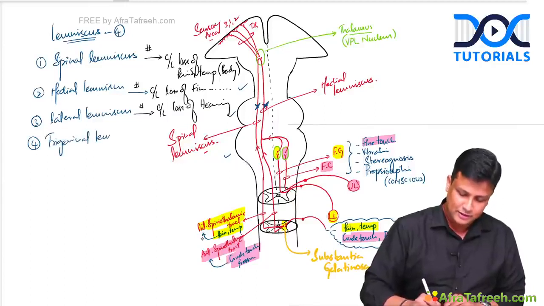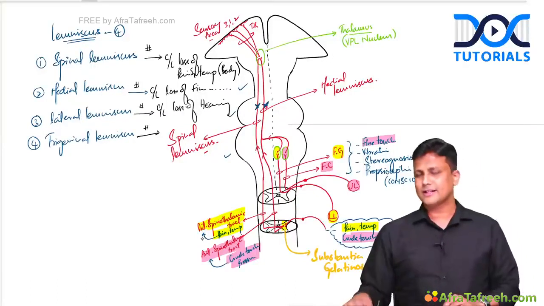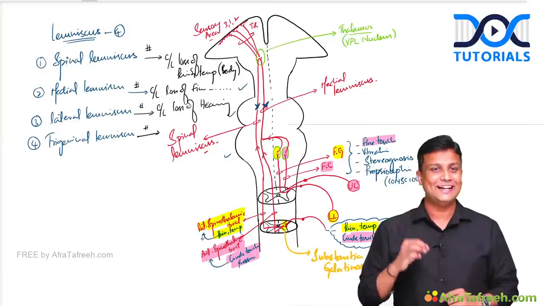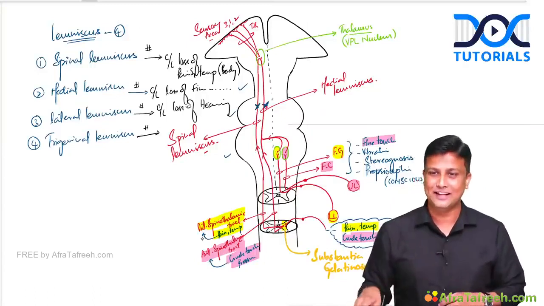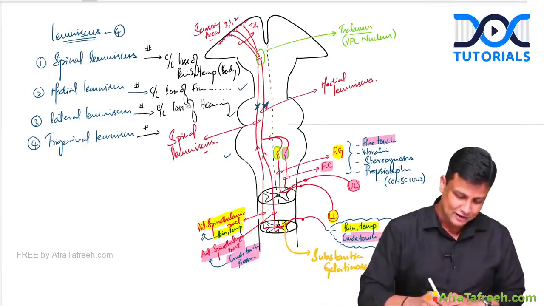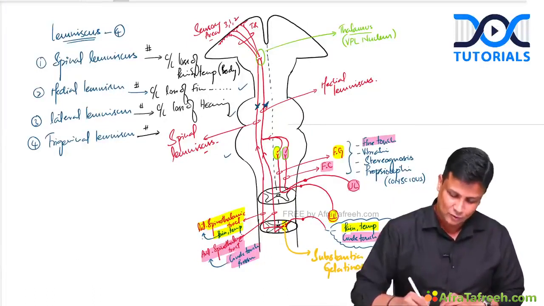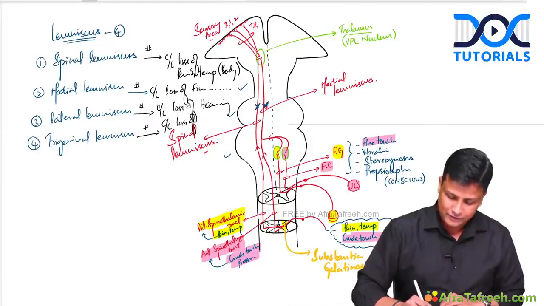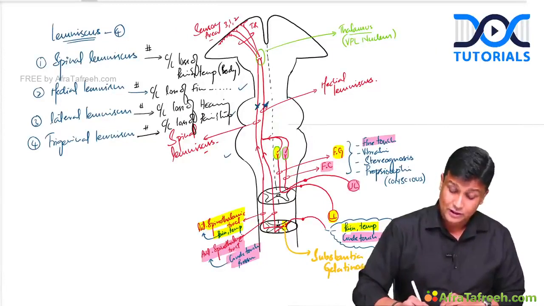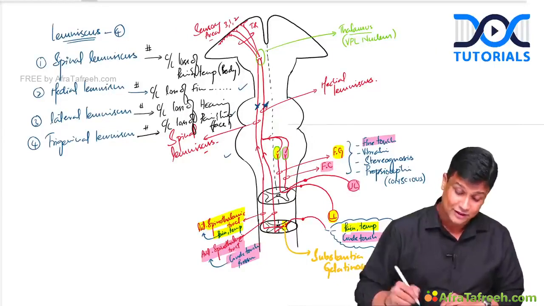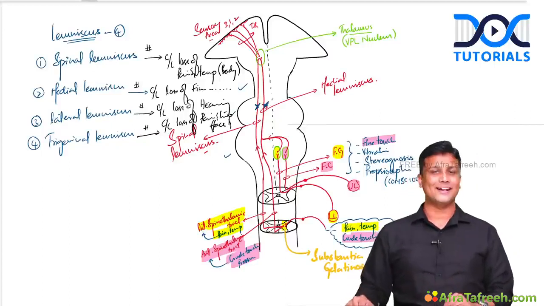And trigeminal lemniscus, you people know very well, the trigeminal nerve is the one which is going to carry all the sensations from your face: the pain, temperature, touch, pressure, everything from the face. So therefore, my dear friends, if there is any injury to that one, then again what will happen? Contralateral loss of pain and temperature, but from the face.